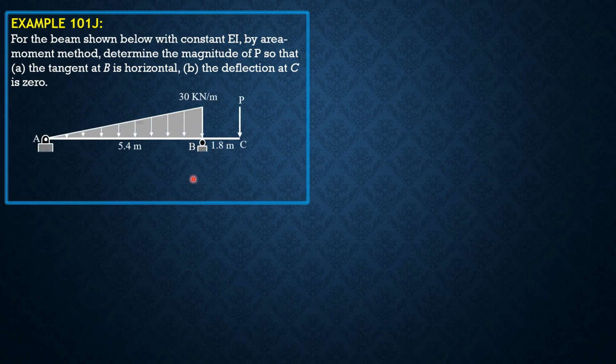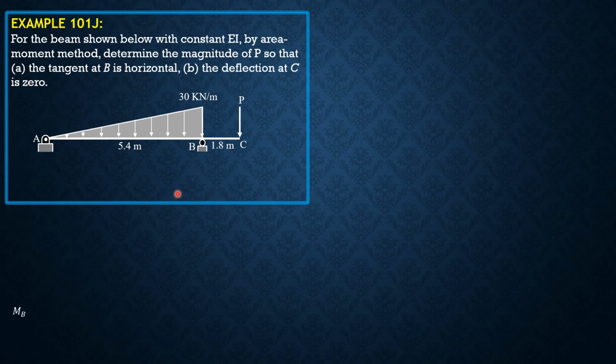So here's the problem. This is solved in example 100J by double integration, and let's verify our answers by the area moment method. Determine the magnitude of P so that, first, the tangent at B is horizontal, and second, the deflection at C is 0.